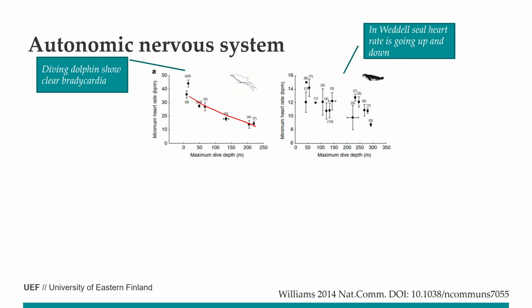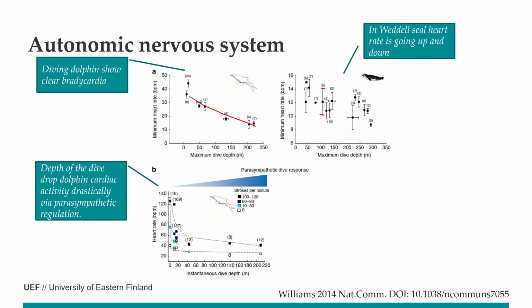But then in this seal, the heart rate is going up and down. So there's a high variation in the same depth. So they can increase it or decrease it at the same time. And therefore, this cardiac activity is dropping drastically in the dolphin.